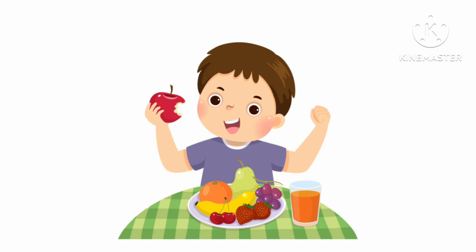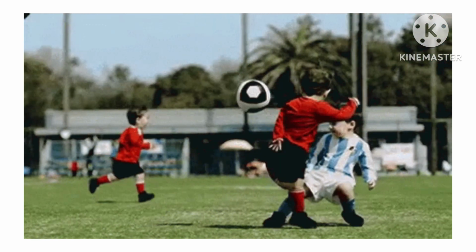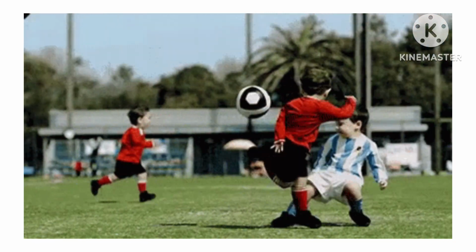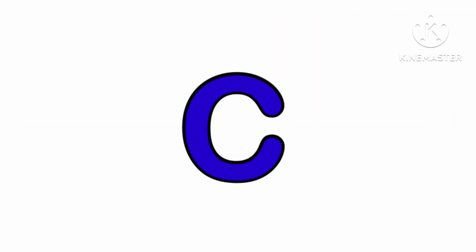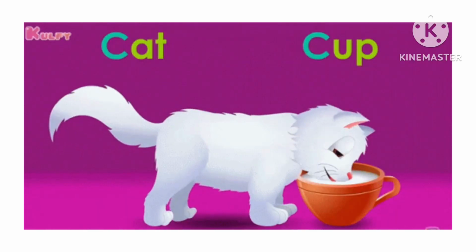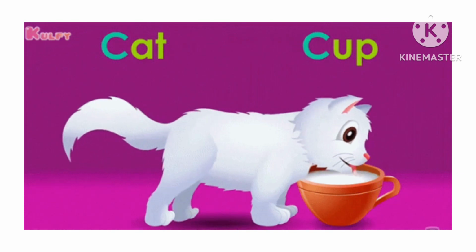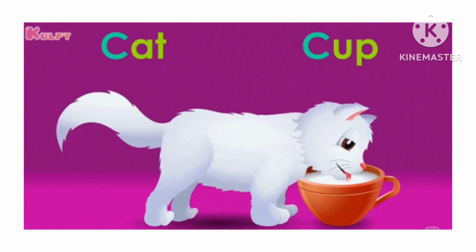So A for apple. Next is B for ball. C for cat, and C for also cup.